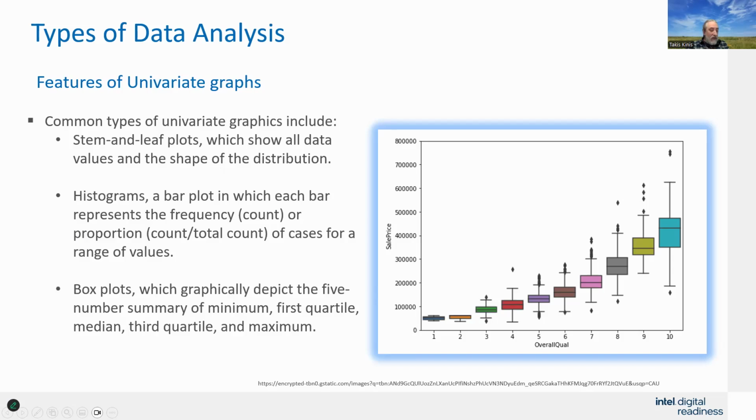So types of univariate graphs, right? So we can do this in a number of different ways. Some really common ones used with this kind of data are what we call stem and leaf plots, and we'll look at what all those are. There's histograms and box plots, and what you're seeing right now here is what kind of a plot on the screen. Is that a histogram?